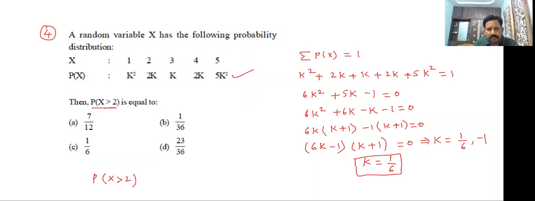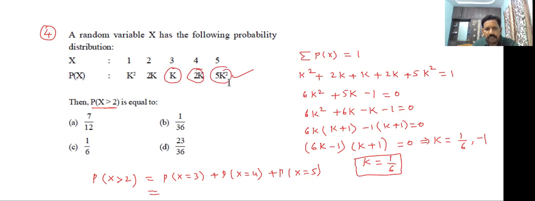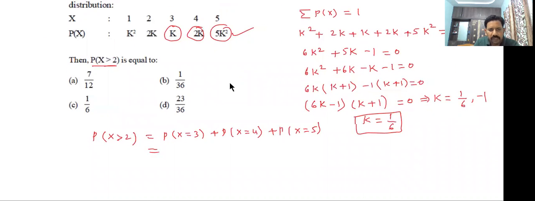X greater than 2 means P of x equal to 3 plus P of x equal to 4 plus P of x equal to 5. Observe the question. X equal to 3 means k, this is 2k, 5k square. Sum of those, how much? k plus 2k plus 5k square, that is equal to 3k plus 5k square.